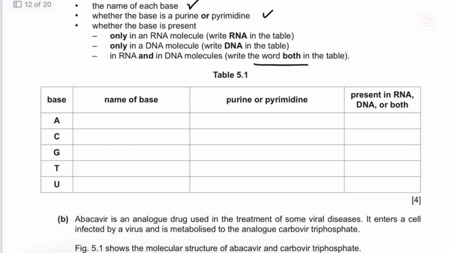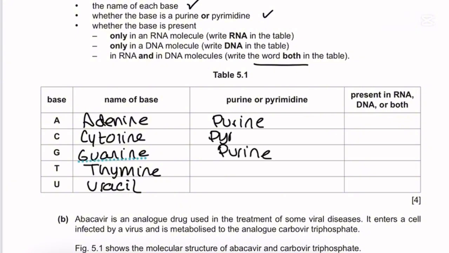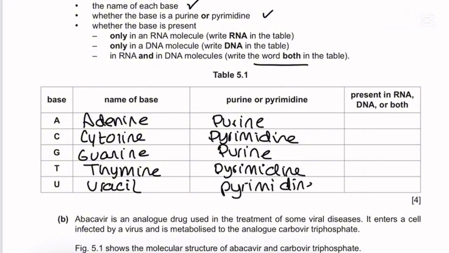Okay, so name of base for A, that's adenine, for C, that's cytosine, G, that's guanine, T, that's thymine, and U, that's uracil. For purine or pyrimidine, adenine and guanine are purines, whereas all the rest are pyrimidines, so cytosine, pyrimidine, thymine, pyrimidine, uracil, also pyrimidine. Now, present in DNA or RNA, adenine, guanine, cytosine are present in both, but thymine is only present in DNA, and uracil is only present in RNA.